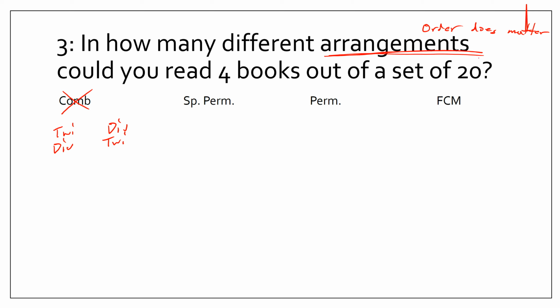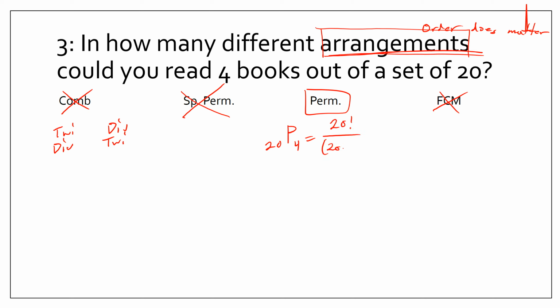I don't see any repeats in here. Like, it's not saying that 2 of the 20 books are the same. So this is also not a special permutation. But because I am doing arrangements, this happens to especially be a permutation. So you can either use the special formula for permutations. 20P4 is 20 factorial over 20 minus 4 factorial.